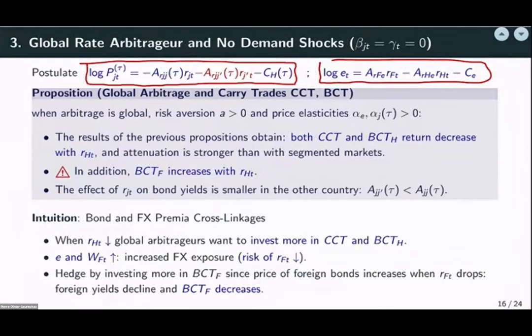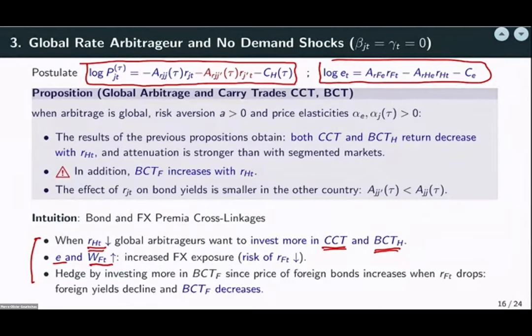Now, the key insight here is that there's going to be transmission across markets, and there's going to be a linkage between the bond and the currency risk premium. So let me walk you through how we think about this. Think about what happens if you have a decline in the home policy rate. The short rate at home goes down. Now, the global rate arbitrager wants to do more currency carry trade, invest more in the foreign currency. And it also wants to do the bond carry trade, wants to invest in long-term bonds in the home country for the same reasons as before. Now, that leads to a depreciation of the home currency and an increase in the foreign currency exposure.